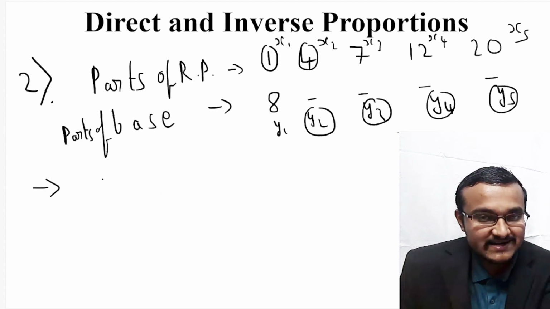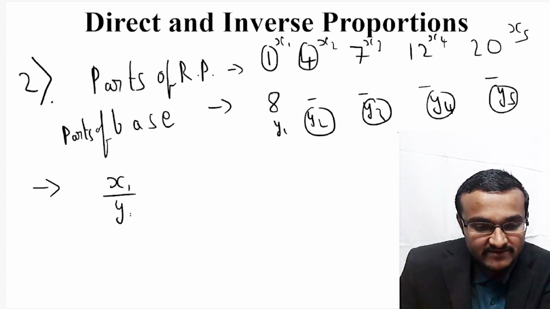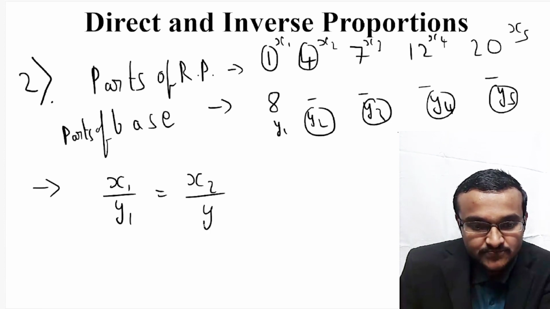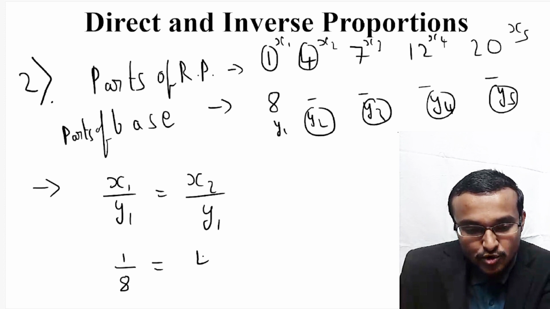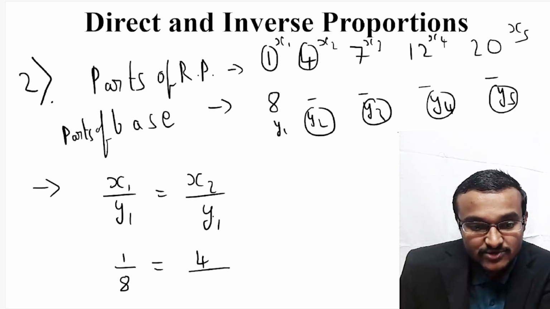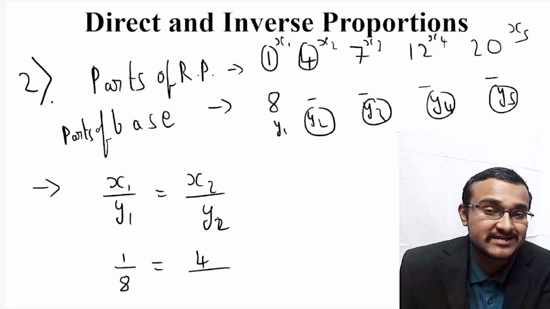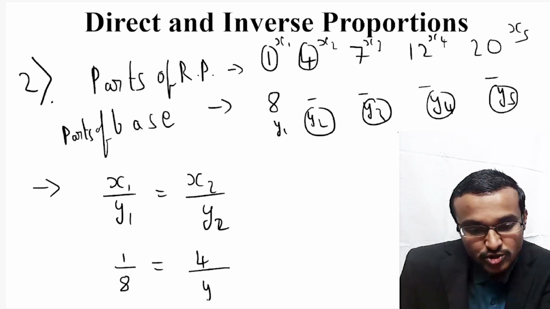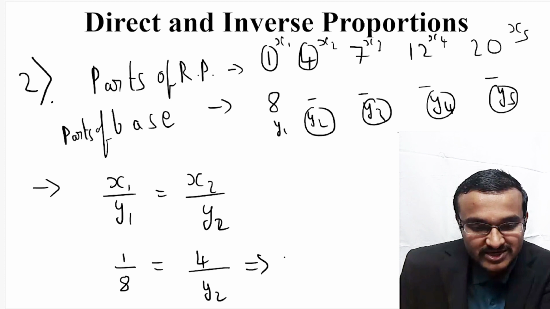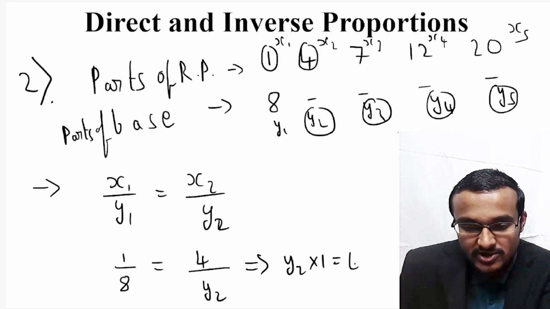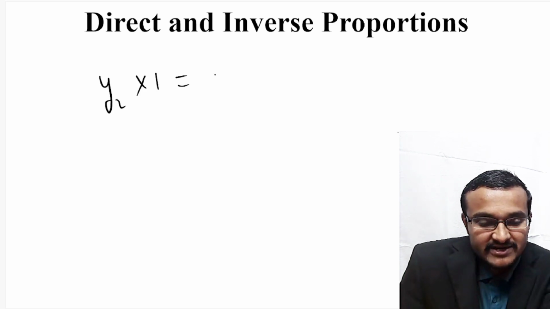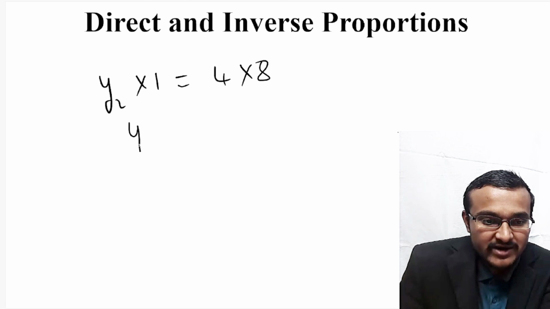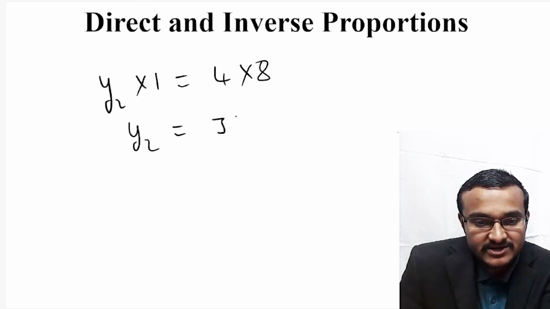When two physical quantities are directly proportional, then x1 by y1 will be equal to x2 by y2. What is x1 here? x1 is 1, and y1 is 8. What is x2 here? x2 is actually 4, and here y2 should be there. So x1 by y1 is equal to x2 by y2. We don't know what y2 is, so let us cross multiply this. So y2 into 1 is equal to 4 into 8. What is the equation we are getting? y2 into 1 is equal to 4 into 8. So y2 will be equal to 8 4s are 32.